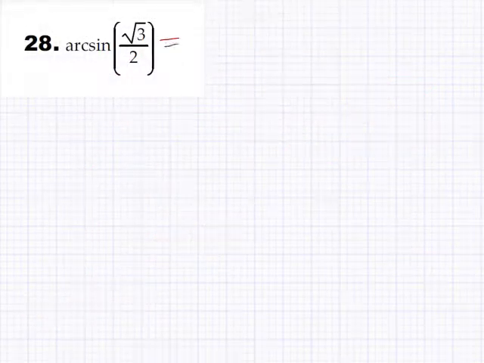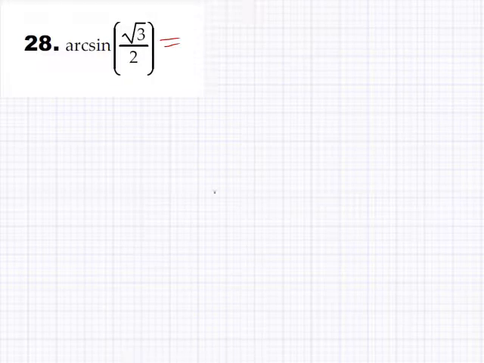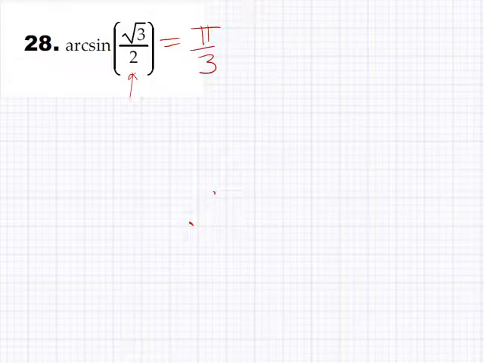Same thing with this one. You have to think what angle, when I take the sine of it, do I get square root of 3 over 2? That angle, again, has to be between minus pi halves and plus pi halves. So right away, you should know that the answer is pi thirds.